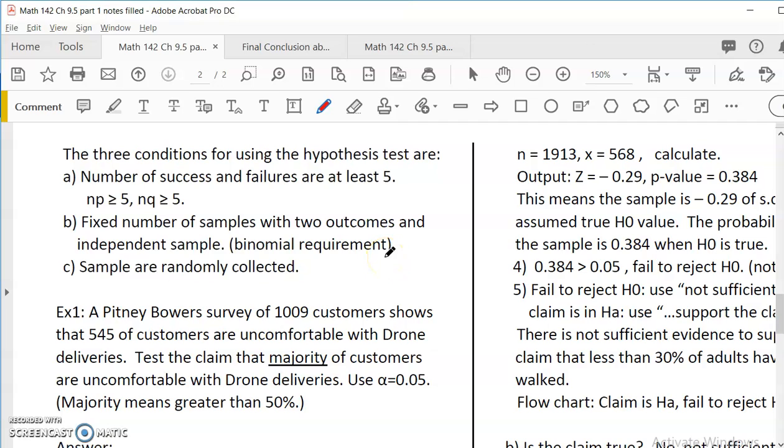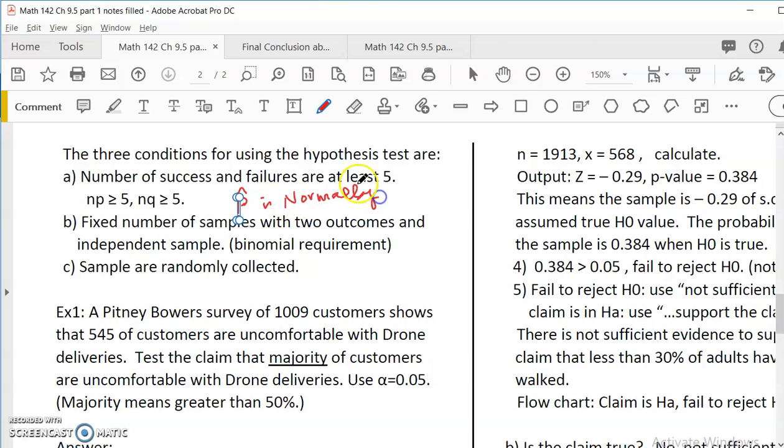Now, not every sample can be used to run this hypothesis test. To be able to use the conclusion for the hypothesis test, there are 3 conditions. The most important one, of course, is that the samples are randomly collected samples. They're not biased samples. The second thing is the number of successes and failures are at least 5. Why do we need this condition? It's because it guarantees that p hat is normally distributed.